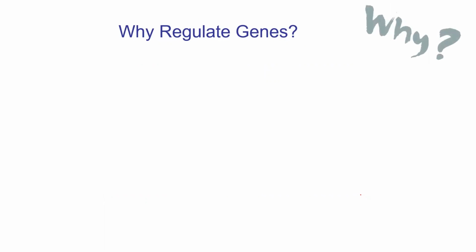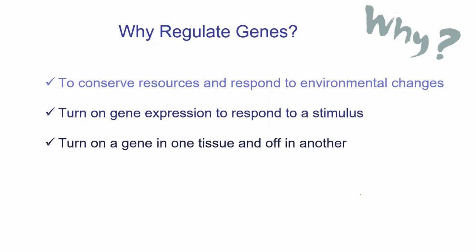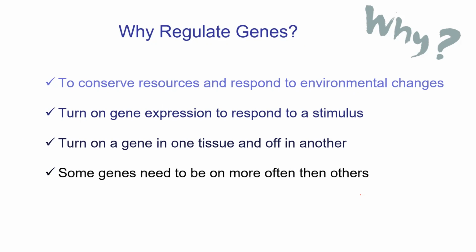So this is part of the question, why regulate genes? Some of it has to do with conserving resources. We don't want to build enzymes and proteins that we don't need. Responding to environmental changes: sometimes you get a scratch or you burn your finger and you want to heal some tissues, so you have to turn on the repair genes. Turn on a gene in one tissue, off in another. I guess I mentioned that already. Some genes need to be on more than others, right? We make our skin cells like crazy, and so there are a lot of genes involved with keratin, which is part of our skin cells, that are turned on all the time, and other genes are not.